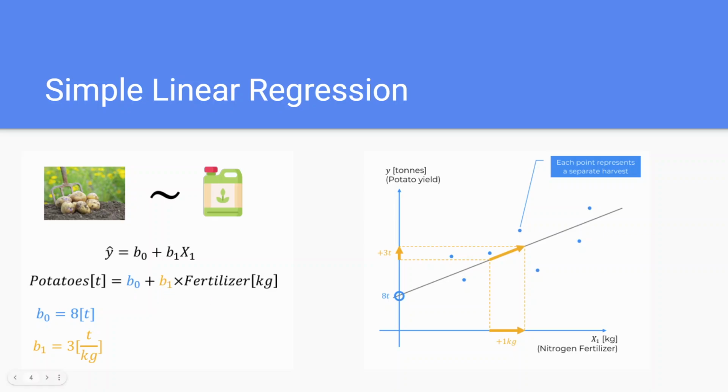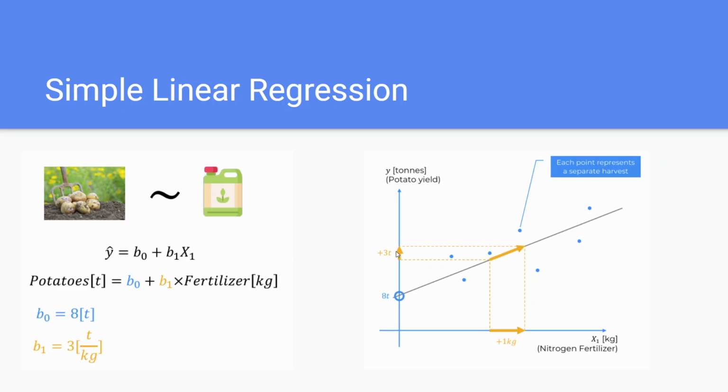So for that we have to draw the best fit line that goes through these data points. After that we can use some statistical methods to calculate the values for this intercept and slope. So for the moment, let's assume the intercept is 8 tons, and the slope is 3 tons per kilogram. That means an increment of 1 kilogram of fertilizer can increase the potato yield by 3 tons.